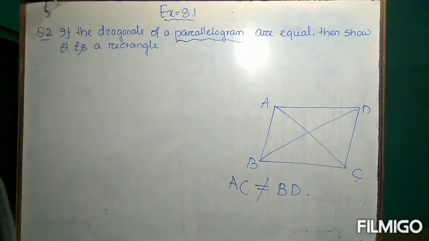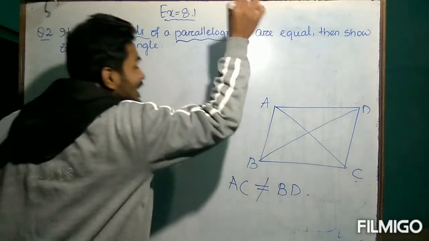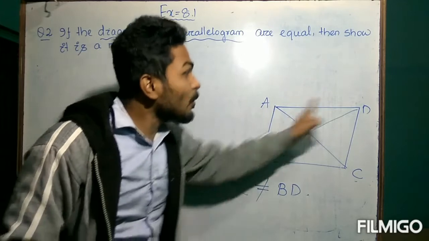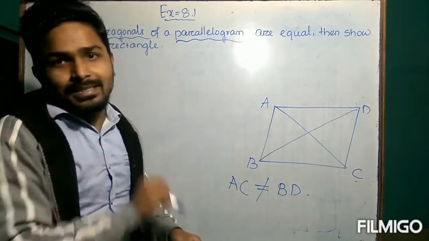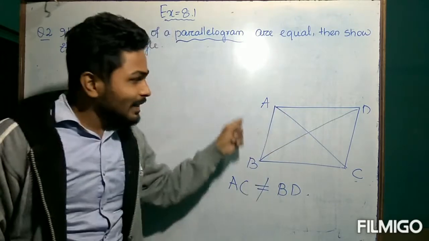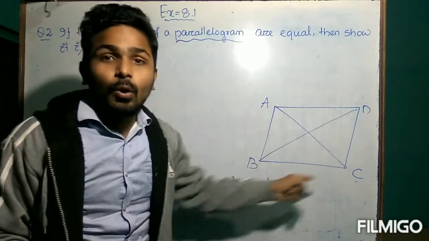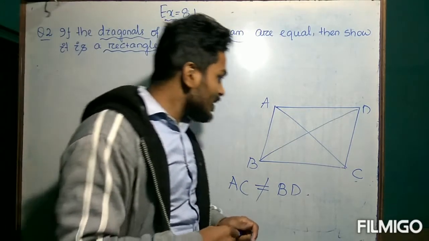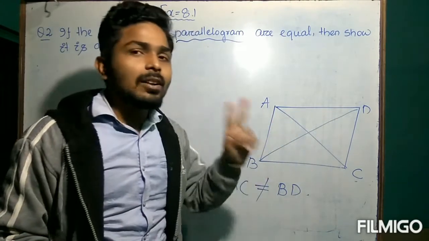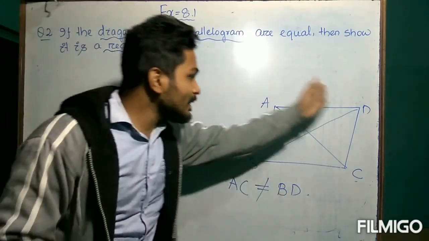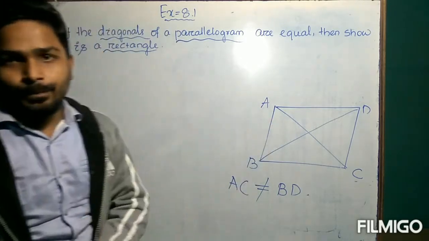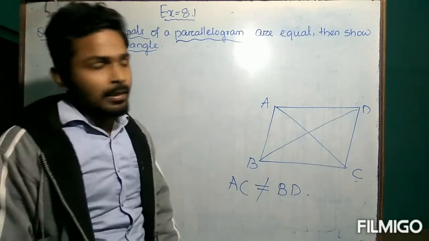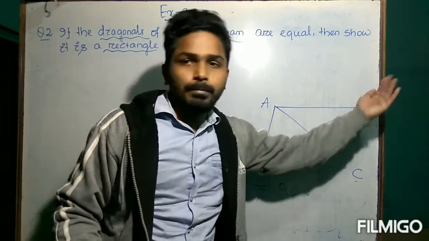But according to the question, the diagonals of the parallelogram are equal, so for this question we take AC equal to BD. If the two diagonals are equal, then this parallelogram is known as a rectangle. So the condition is that these two diagonals are of equal length, and we have to prove that ABCD is a rectangle. Rectangle is also a type of parallelogram. So we have to prove that ABCD is a rectangle if AC is equal to BD.